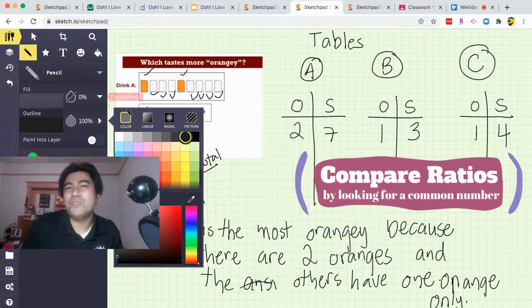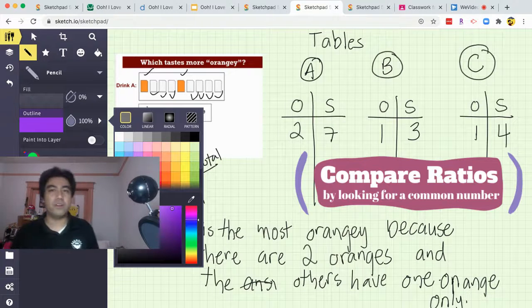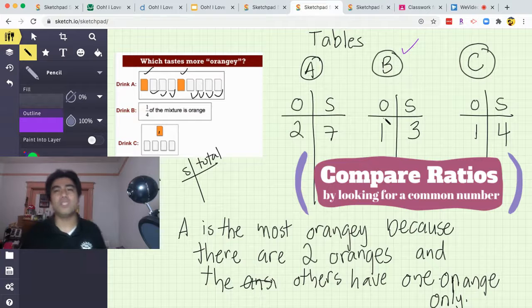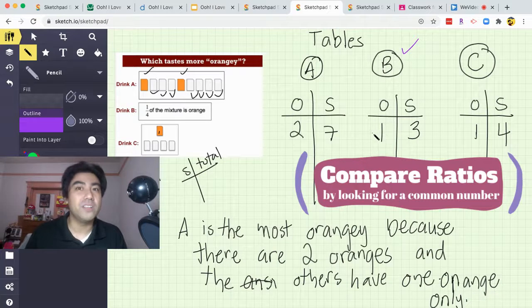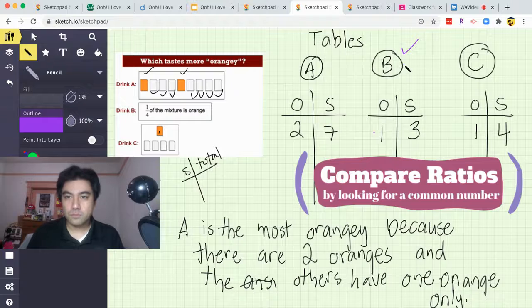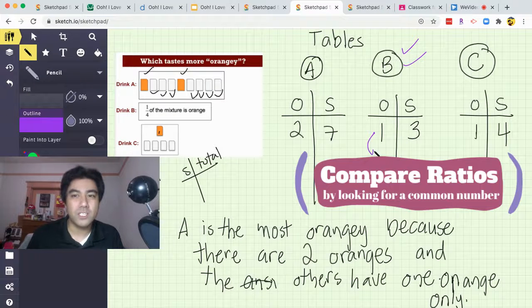Alright, so how do we do this problem with tables? Well, let me change my color here, and I want to show a very valuable point. Okay, watch this. We know that for drink B, it is 1 orange for every 3 soda. Let's pretend we're going to make more of drink B. I want more of this drink. So watch this. To make some more of this drink, I'm going to add 1 orange.